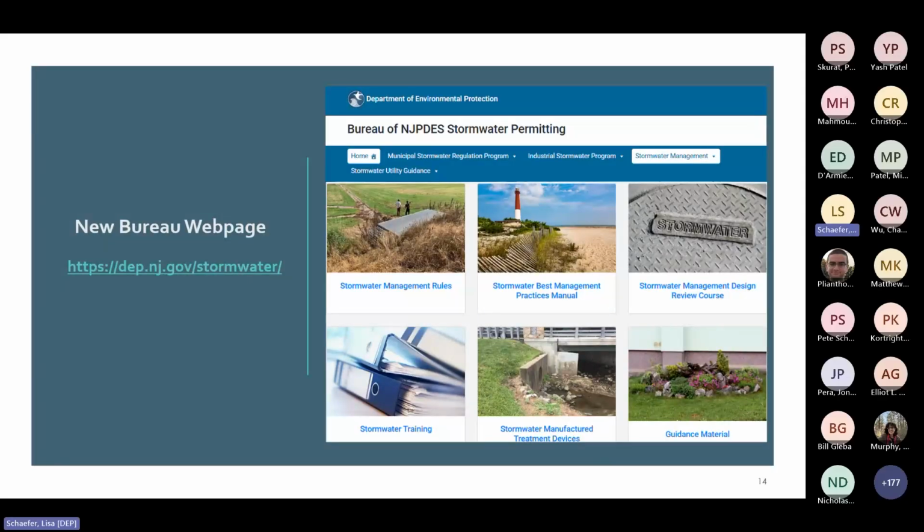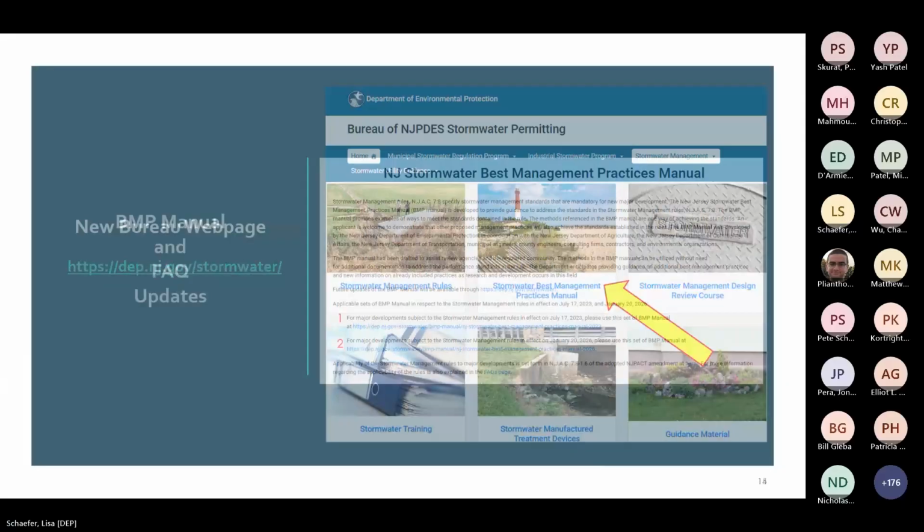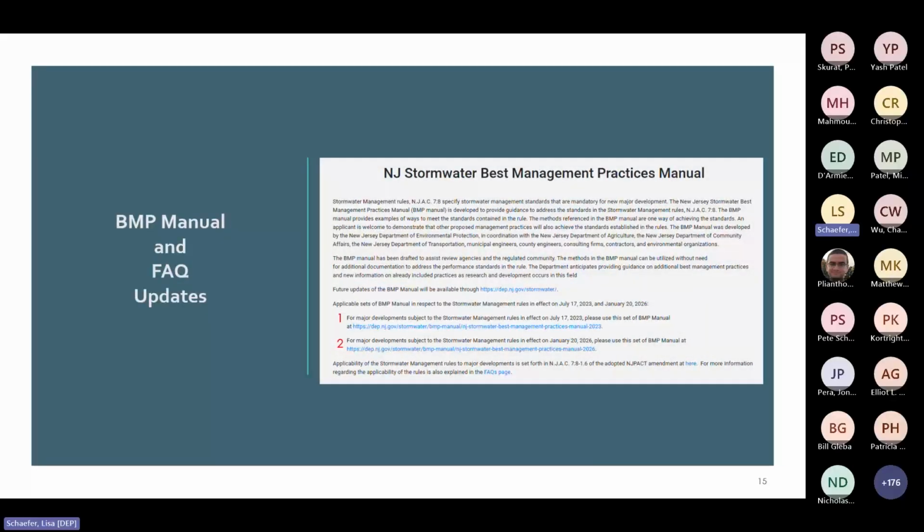Getting near the end of the program, but please don't leave just yet. Recently, the Bureau's web pages were updated, and we're now all under one main page. Let's talk about the BMP manual and just click on the lighthouse. There are two different links to the BMP manual on the web page. For the 2023 rules, click on the top one by the number 1. For the rules in effect on January 20th of 2026, click on those by the number 2.